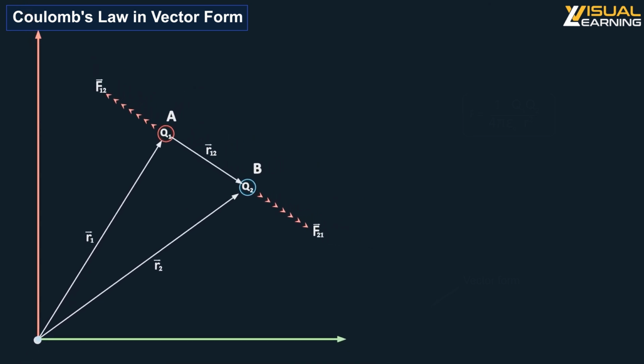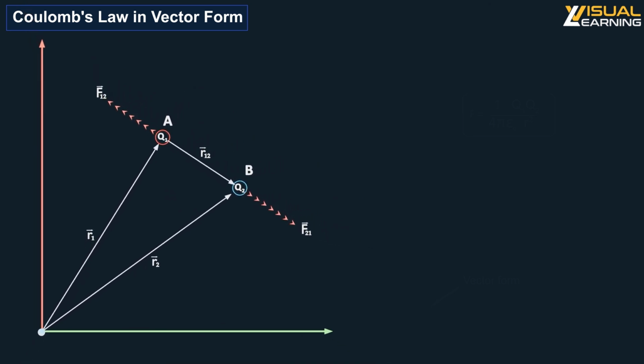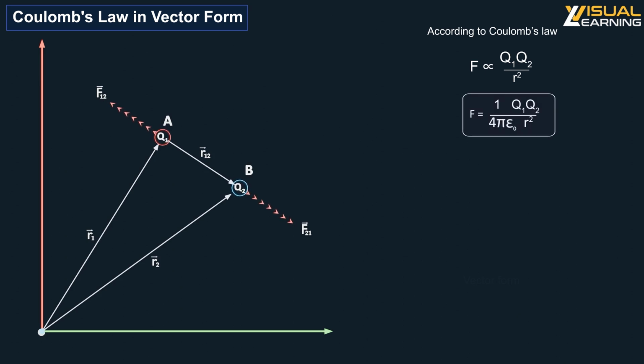Now, let's calculate these forces using Coulomb's law. According to Coulomb's law, these two charges will either attract or repel each other with a certain force. The magnitude of this force is directly proportional to the product of the magnitudes of both charges and inversely proportional to the square of the distance between them. In its simple form, we can represent this force as follows.